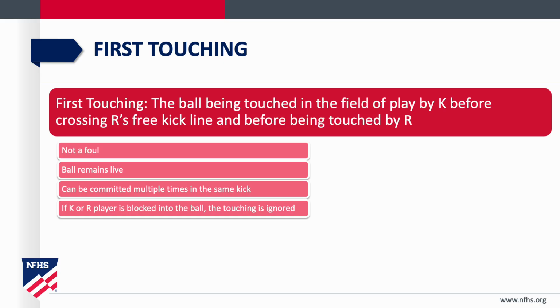We want to make sure the spot we use is the most beneficial to the receiving team. If either an R or K player is blocked into the ball, we ignore this touching. So a K player who is blocked into the ball does not count as first touching. If an R player is blocked into the ball, this doesn't count towards the touching that allows K to recover the ball. First touching allows R to have possession of the ball at the spot where it occurs, even if they touch the ball afterwards and Team K gains possession. They can also choose the spot if they gain possession behind the spot of first touching. This is why it's important to have the best spot marked for R.